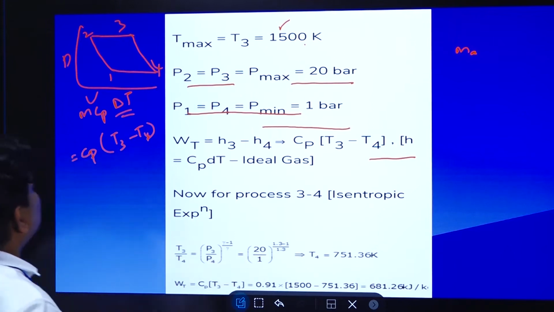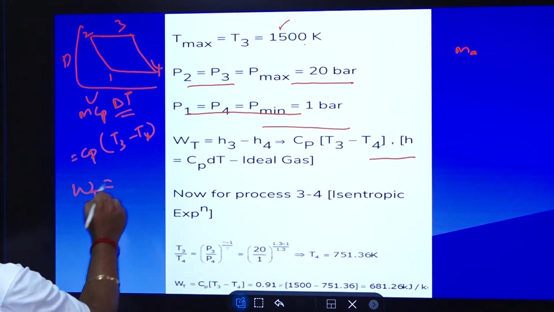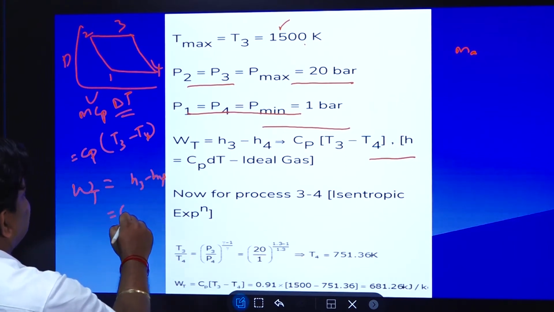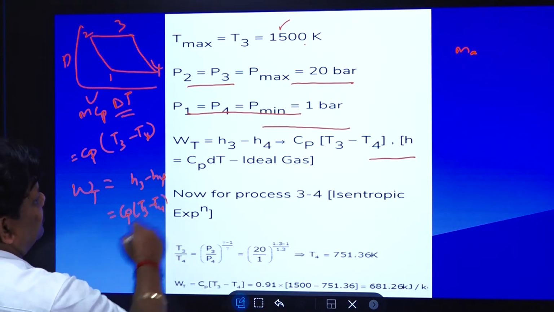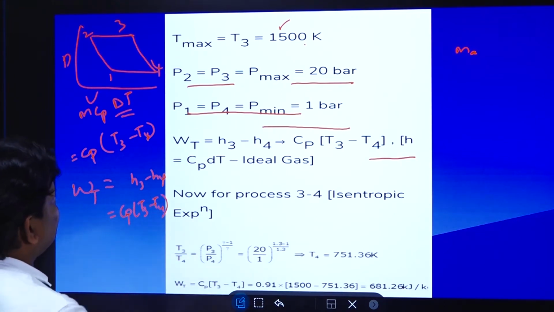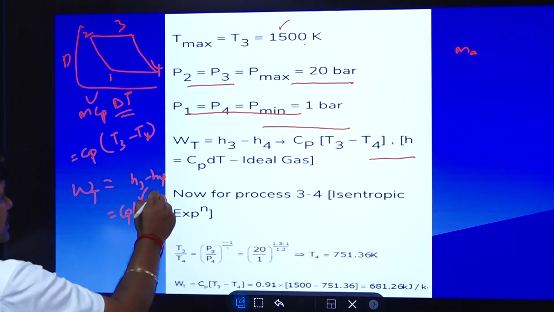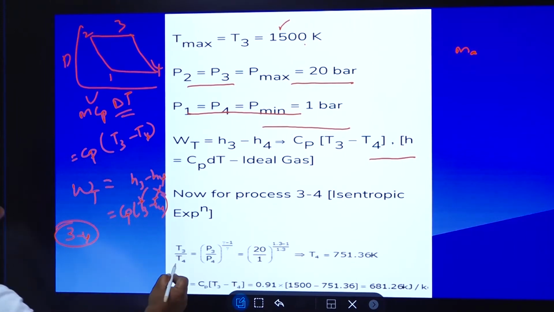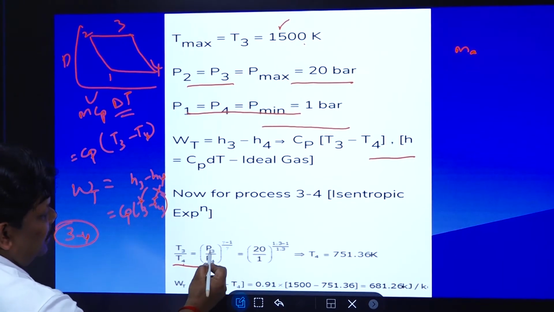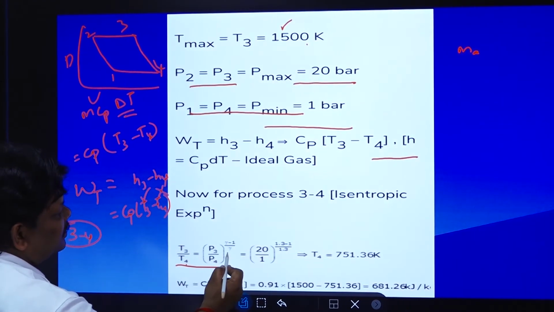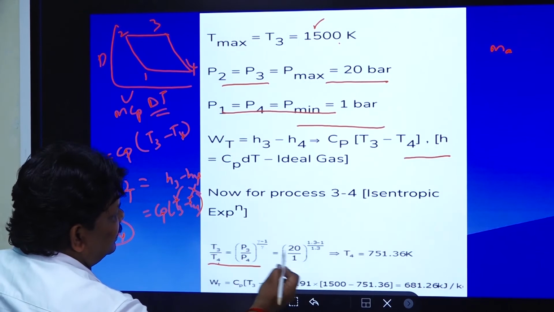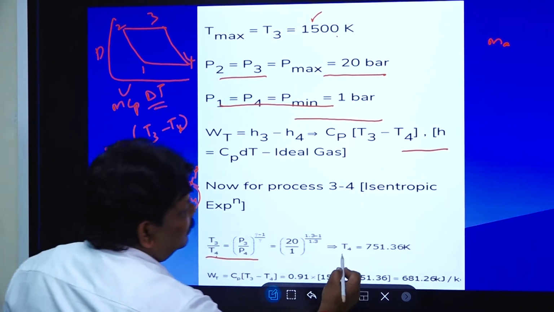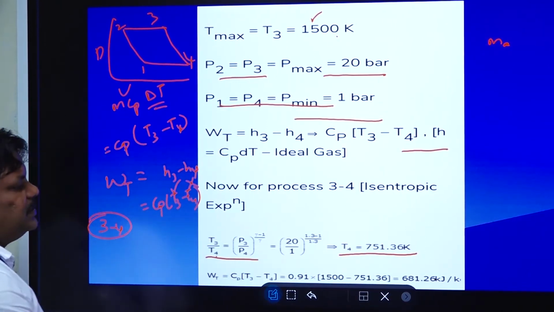If you have to find the work done by the turbine, that is H3 minus H4, we know that is Cp into T3 minus T4. The maximum temperature T3 is known to you, and what is the value of T4? Use the PVT relation for 3 to 4. From that, T3 by T4 is equal to P3 by P4 whole power gamma minus 1 by gamma, which is equal to 20 divided by 1 whole power 1.3 minus 1 by 1.3, so T4 is 751.36 Kelvin.